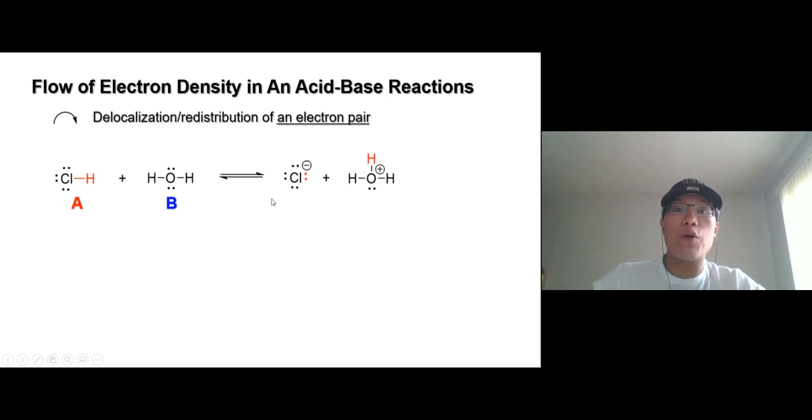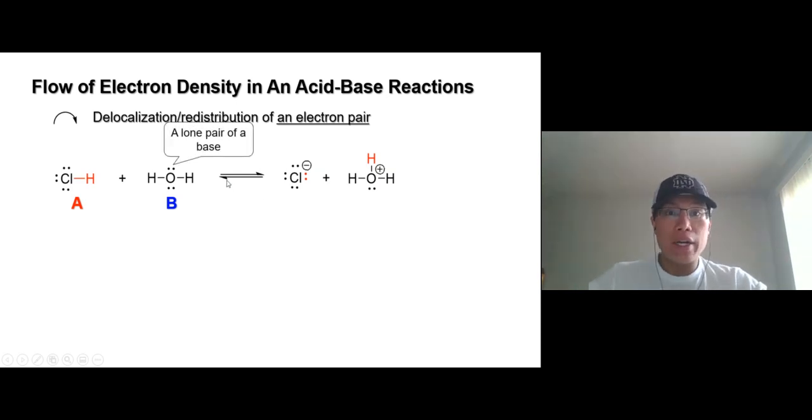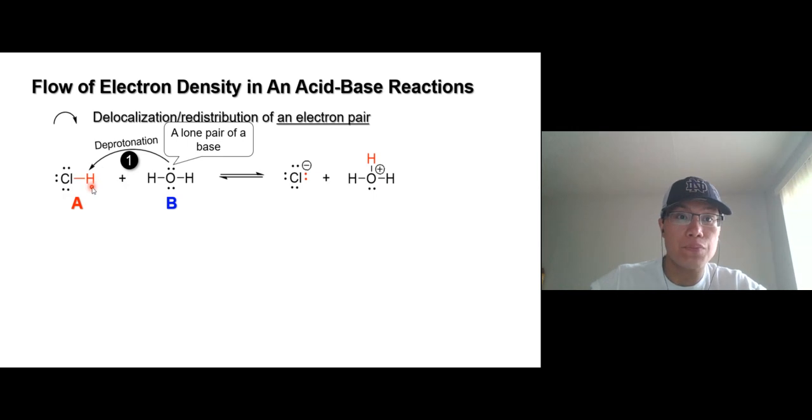Now we can use the curved arrow to represent this reaction. We're going to start with the base. Water is going to use one of the lone pairs to form a bond with this hydrogen. This process we call deprotonation. So water deprotonates hydrochloric acid. So this is the bond formation.